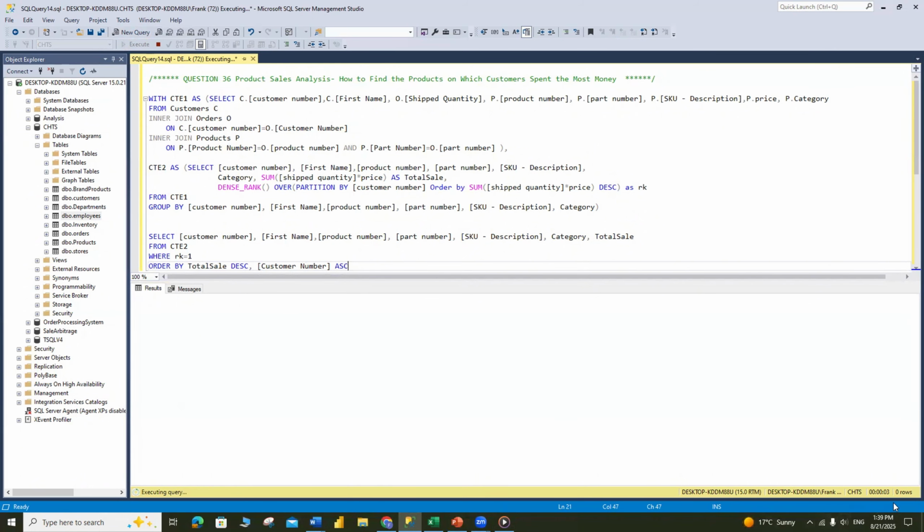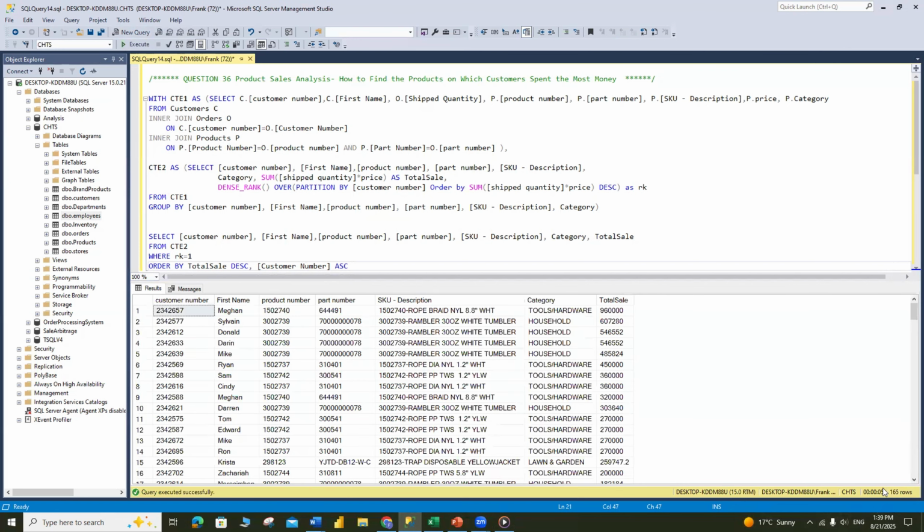Let's look at some examples of the results. Customer Megan spent the most on rope braid NYL 8.8-inch WHT in the tools/hardware category, with a total of $960,000. Customers Sylvain, Donald, Darren, and Mike each spent around $500,000 on the Rambler 30-ounce white tumbler in the household category. Customers Ryan, Cindy, and Ron spent the most on rope DIA NYL 1.2-inch WHT in tools/hardware. This shows us that certain products are very popular and generate high sales across multiple customers.